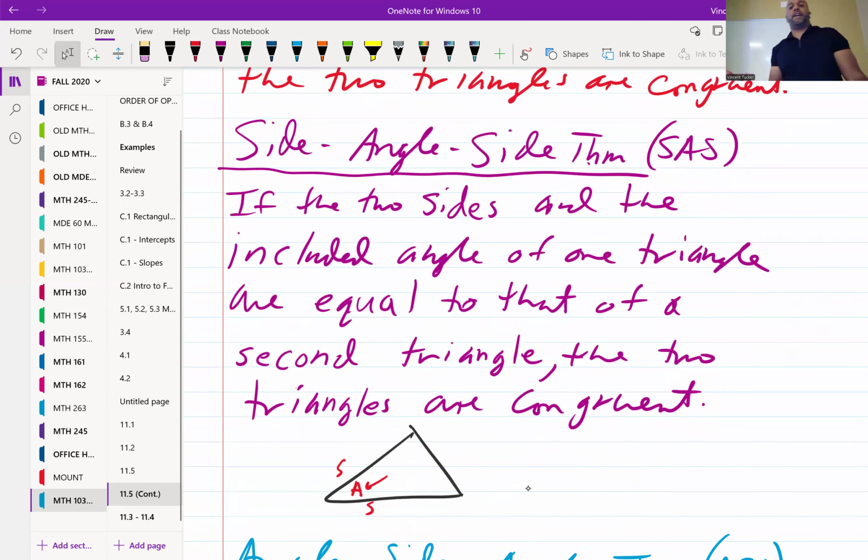All right, so side angle side is the next one. The two sides and the included angle of one triangle are equal to those of a second triangle, and the two angles are congruent. Here is a little diagram to show you what they mean by that. Two sides and the included angle is side angle side. So if those are equal, then the triangles are congruent.